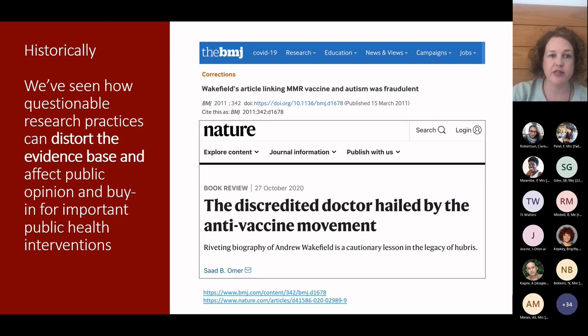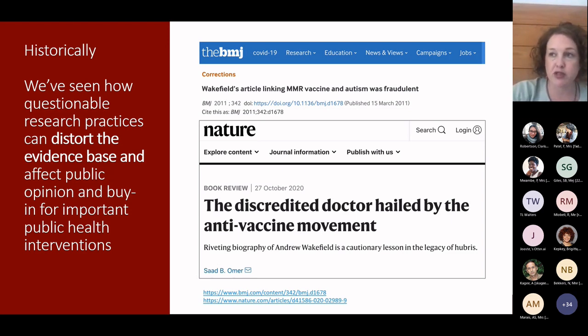And historically, I think we've seen how questionable research practices can distort the evidence base. And they've, historically, even affected public buy-in and public opinion on important public health interventions like vaccines. So you may also remember the Wakefield article that linked the MMR vaccine and autism that was published in the 90s and has since been discredited. The BMJ published an article showing that article was fraudulent. Nature has published on the discredited doctor.